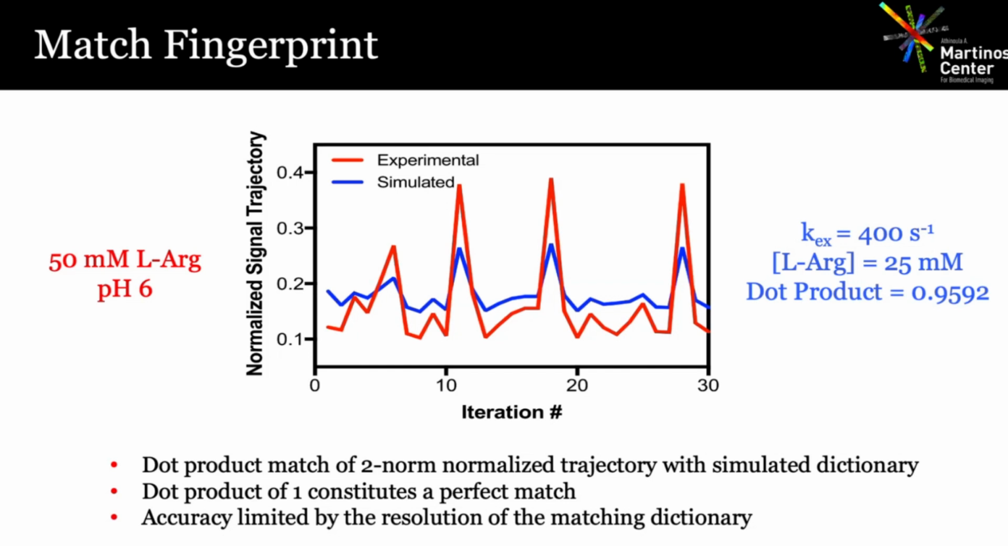So a perfect match would be a dot product of 1. And then you can try other possible combinations, 100 per second and 10 millimolar, still even worse. But here, for about 1200 per second exchange rate and 57 millimolar, you get a very good match. Now it's not perfect. Part of the problem is that when you have a lot of parameters you're simulating, your dictionary gets very computationally difficult, intractable. So frequently you won't have very high resolution in your parameters, and that's going to limit your accuracy. And I'll return to that in a little bit.